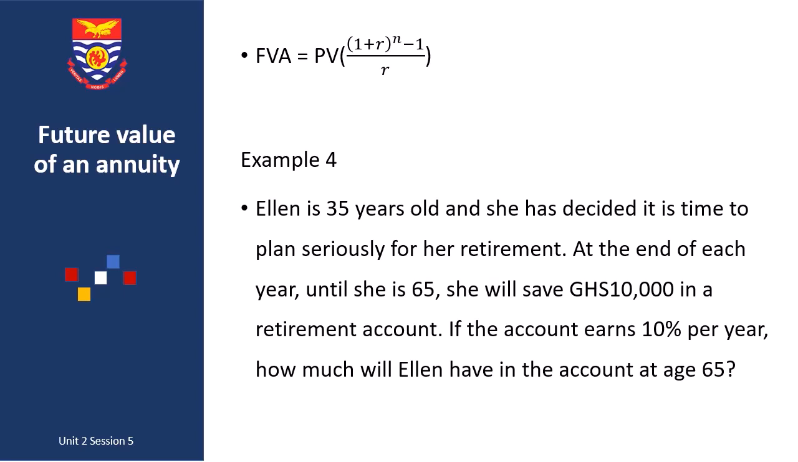So future value of an annuity. So we've looked at present value of ordinary annuity, present value of annuity due. Let us now look at the future value of an annuity. So the future value of an annuity is the present value multiplying by the future value of annuity factor, which is 1 plus R exponent N minus 1 all over R.